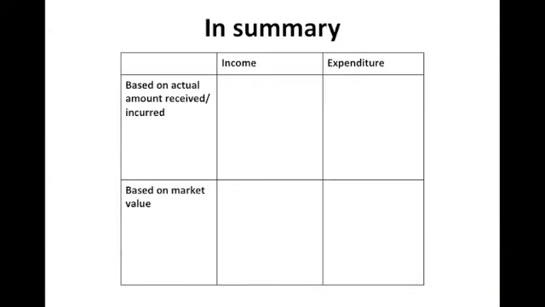In summary, let's have a look at what happens to income and expenditure, either when the tax amount is going to be based on the actual amount received or incurred, or when it's going to be based on the market value. On the income side, if income is based on the actual amount, then the income inclusion is going to be the amount minus VAT. That's on the principle that gross income only includes those amounts that have been received for the taxpayer's own benefit.